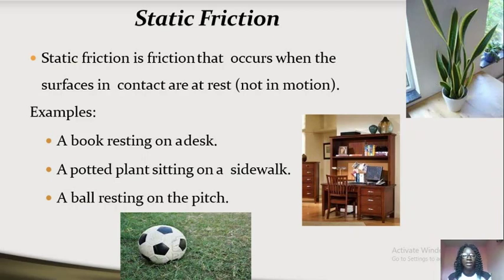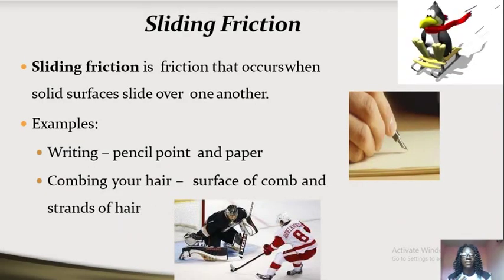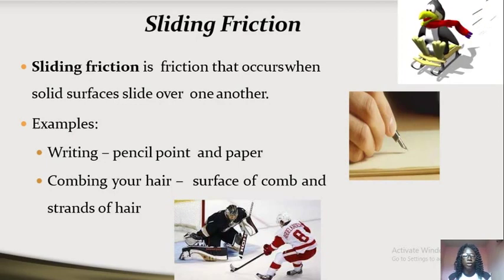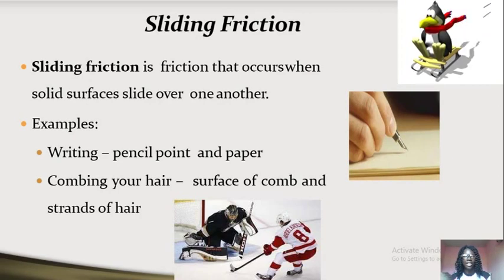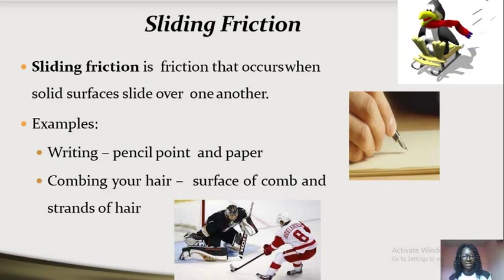Okay, so let's look at what sliding friction is. It is a friction that occurs when solid surfaces slide over one another. Like when you're combing your hair. Your comb is in contact with the strands of your hair. So you have to apply a force greater than the frictional force for the strands of your hair to come out easily. So at that point, what is occurring is sliding friction.